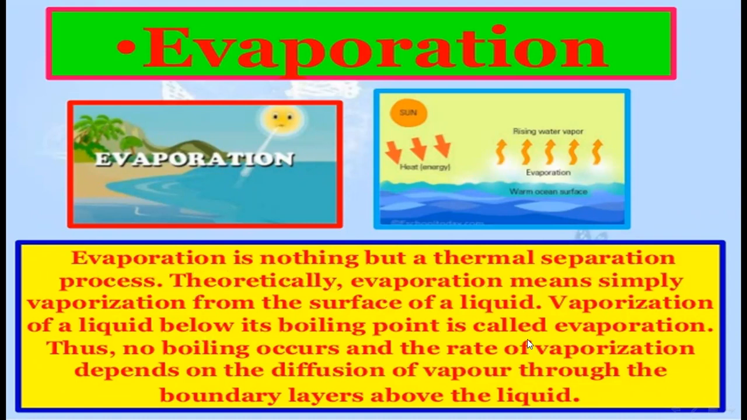Theoretically, evaporation means simply vaporization from the surface of a liquid. Vaporization of a liquid below its boiling point is called evaporation. Thus, no boiling occurs and the rate of vaporization depends on the diffusion of vapor through the boundary layers above the liquid.